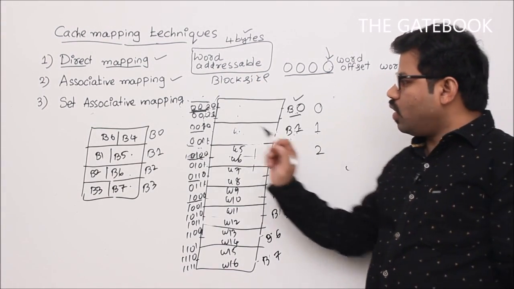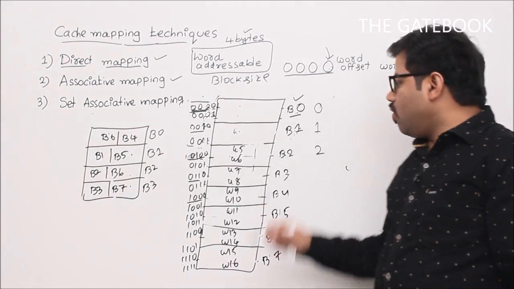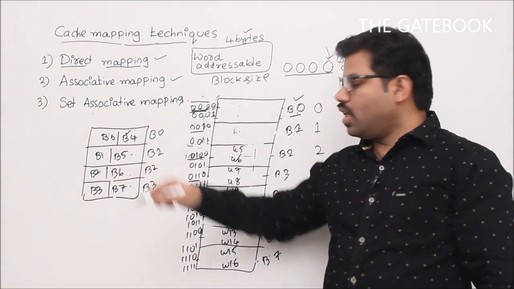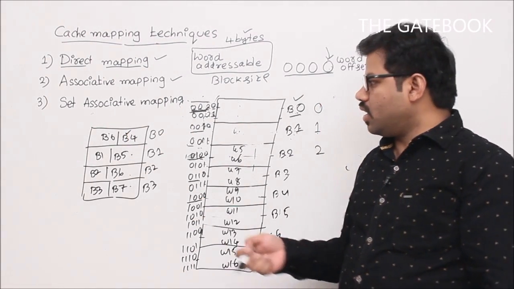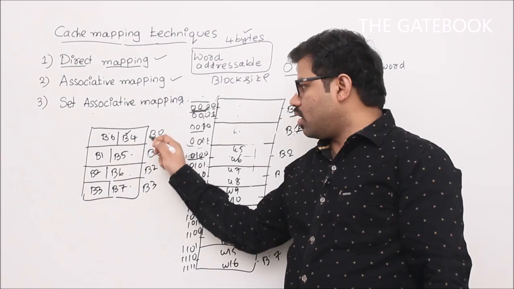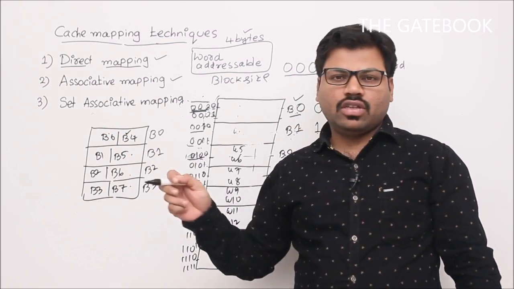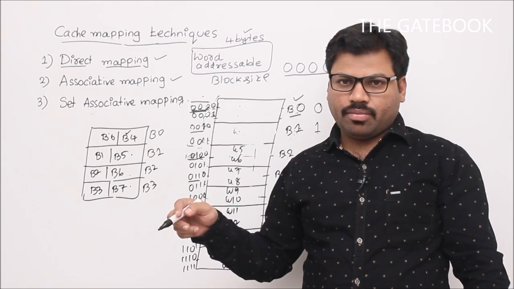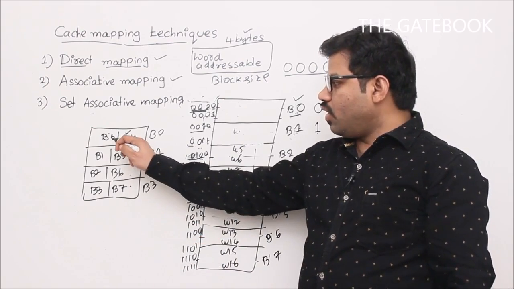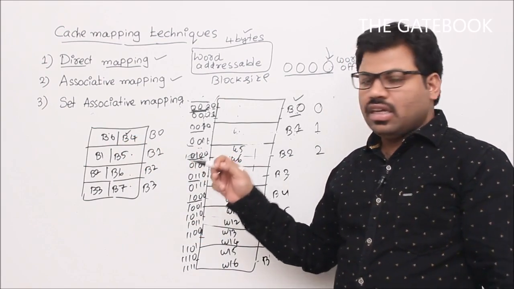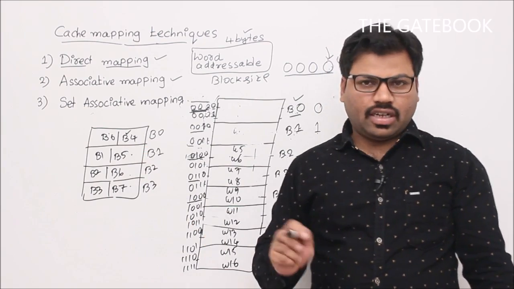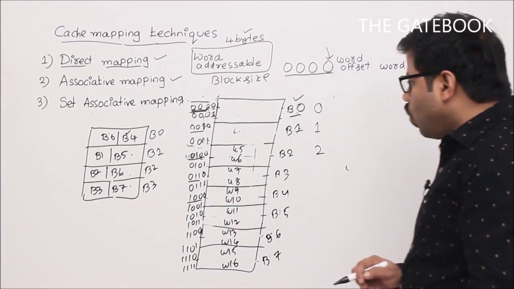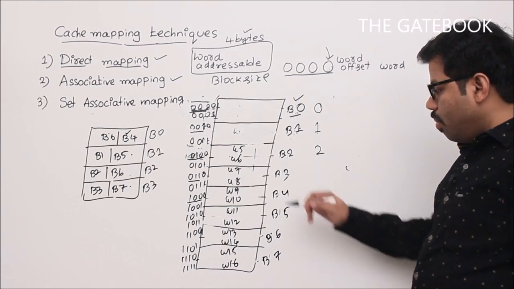Now B0 will always go here itself. B4 will always go here only. Now some students will have this question: sir, you have only 1 block capacity, right? How can you keep 2 blocks? At a time we are keeping either block 0 or block 4, not both at a time, right? If B0 is there here, then B4 will not be there. If B4 is there, then B0 will not be there. That's it. Okay.